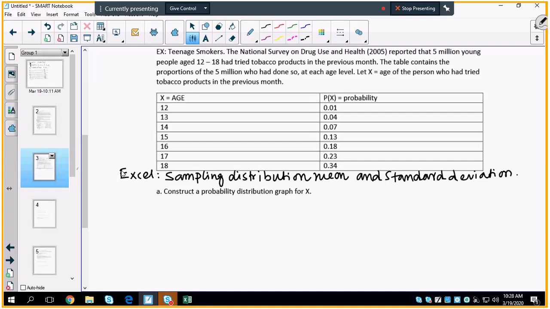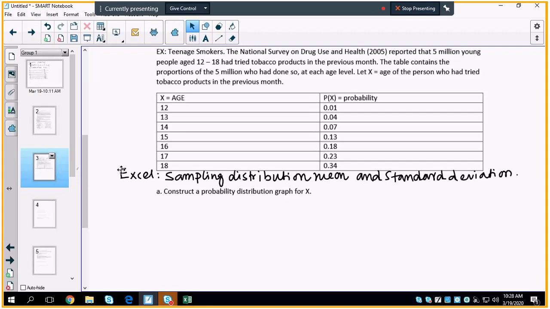Let X be the random variable that refers to the age of the person who had tried tobacco products in the previous month. So this table is basically the random variable X referring to age and its probability distribution table. Construct the probability distribution graph for X. This one we will answer simply using an Excel spreadsheet, and I'm going to show you the work for doing that.